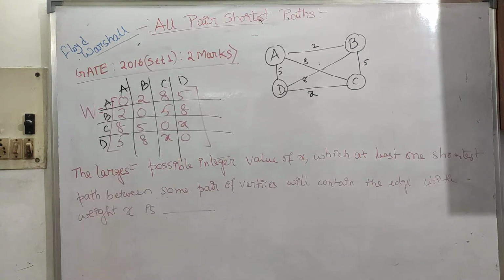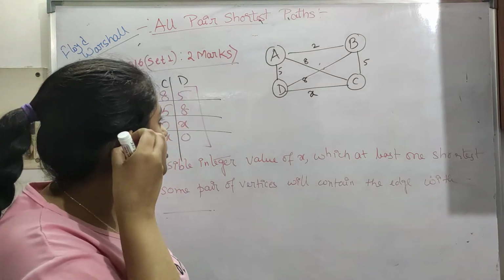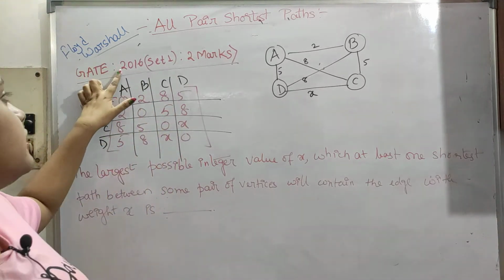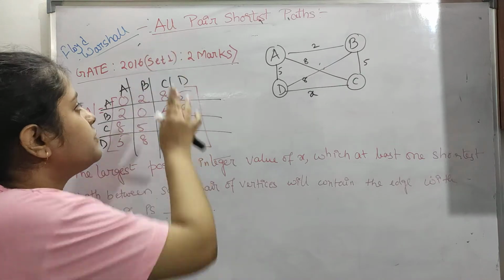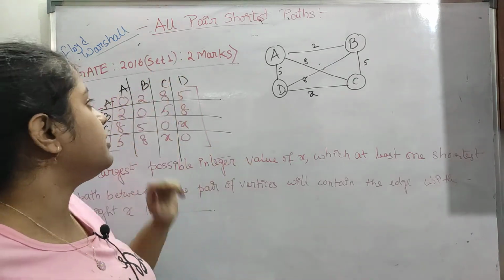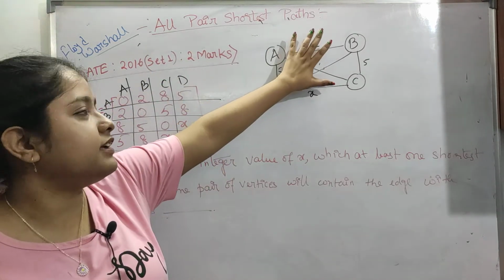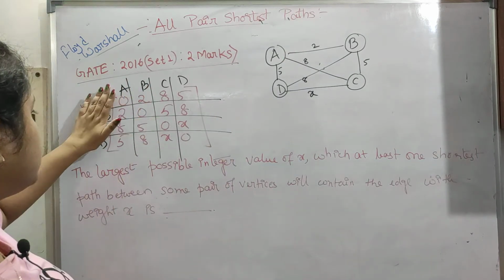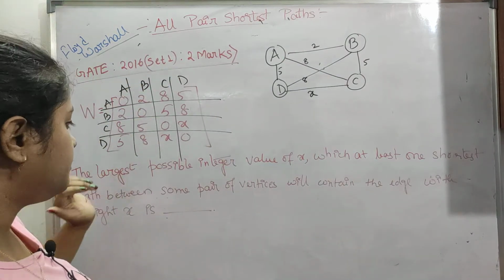So I could find only one question from Floyd Warshall. This was asked in GATE 2016 set 1, a 2 marks question. You can read the full question. I have taken the main point here. The diagram is not given, and these matrices are also not given, but the question is asked.